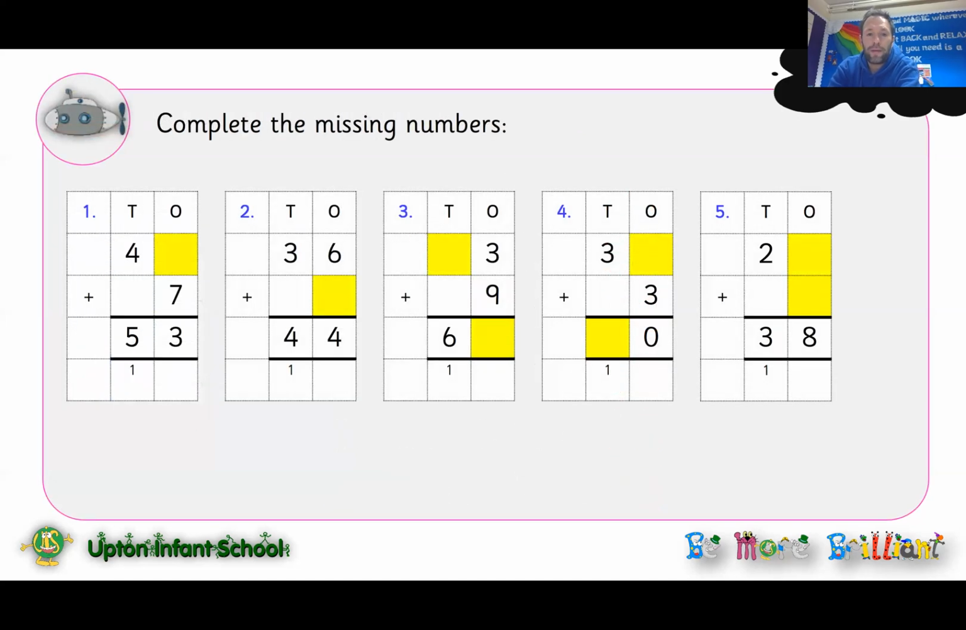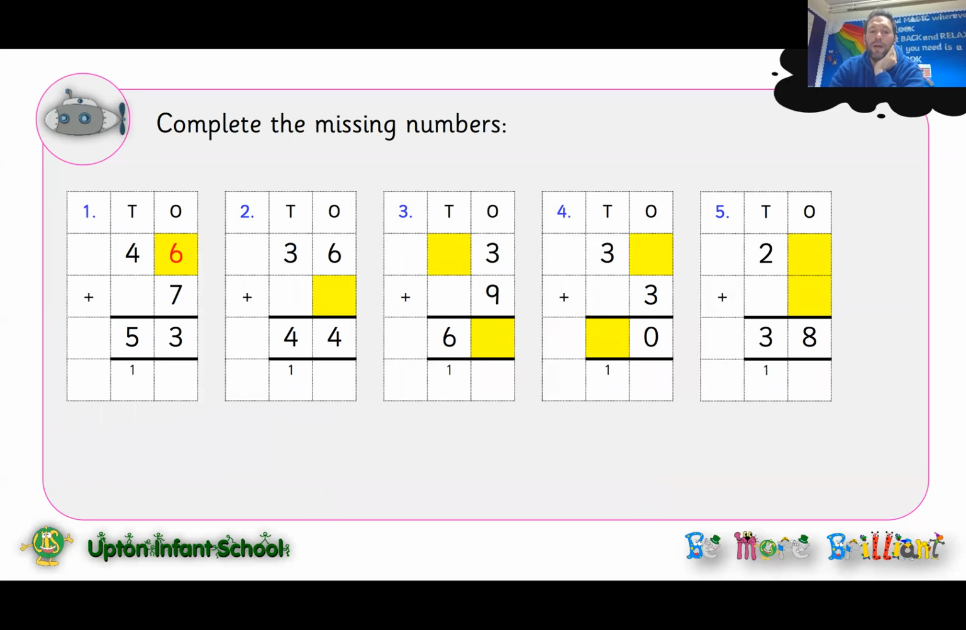And then onto this little investigation where we had to find the missing numbers. So on number 1, we can see that something is missing in the ones column and something add 7 doesn't make 3, it makes 13. We've carried that one over. And what goes with 7 to make 13? It's 6. So 6 was our missing number there. 46 add 7 is 53.